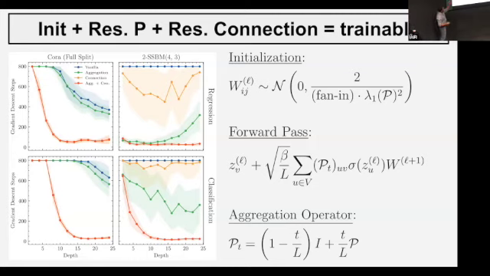Okay, so this is the practical summary. Initialize right, use the residual aggregation operator and the residual connection, and at least your network will be trainable at the beginning. I make no promises about how well you're going to do after training.